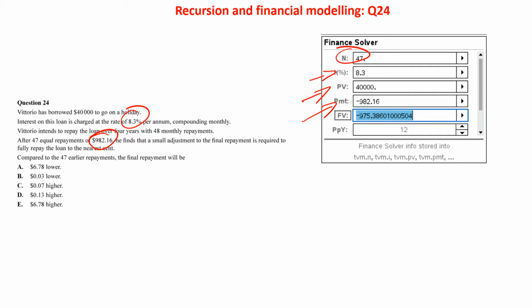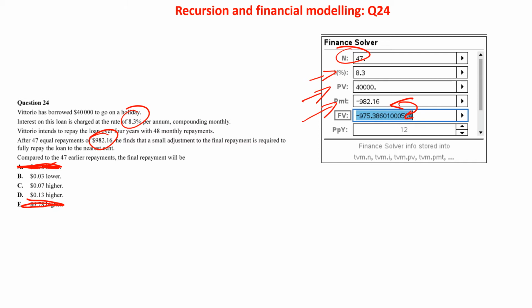Now, if you actually get the difference between these two, you'll get a difference of about $6.78. So that means I'm going to rule out these two straight away, because that's after 47 repayments. That's not your last repayment, so I'd actually get rid of A and E straight away based on that.